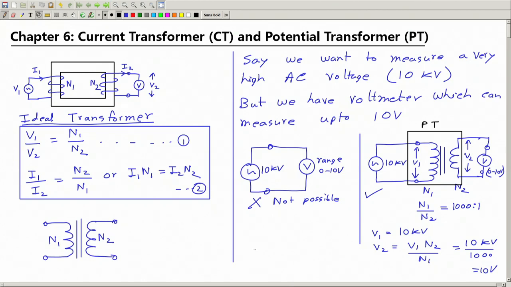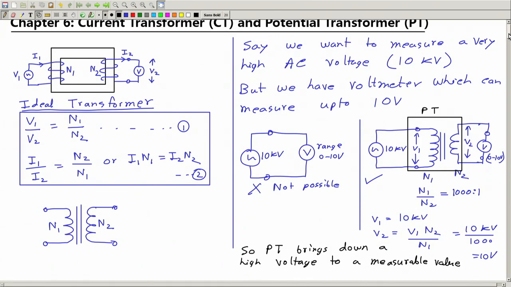Okay, so PT, potential transformer, normally brings down; we generally do not need a PT to increase the voltage. So PT brings down a high voltage to a measurable, suitable lower value. That's what a potential transformer does.